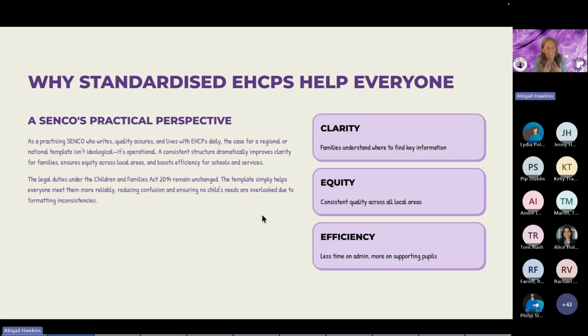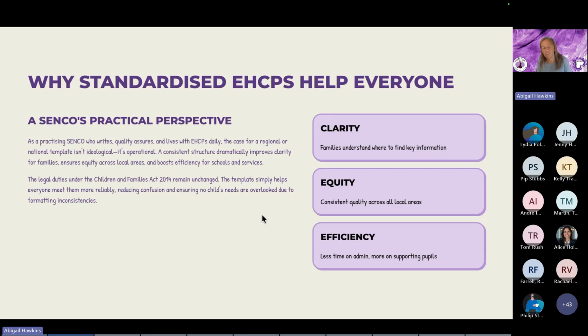So, you know, I'm a practicing Senko. We write, we do quality assure those EHCPs. We're not permitted to change them because it's a legal document, so that should be going back to the local authority, but we are giving our professional feedback on that. We're working with them daily. It's operational for us. It's not that strategic side of it, it's the operational side of it.